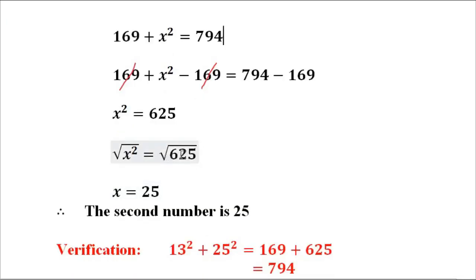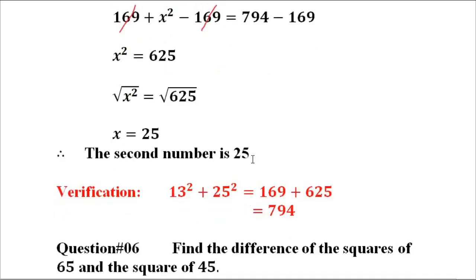625 is a perfect square number, and its square root is 25. We have calculated the value of the variable x, which means we have found the second number, 25. Therefore, the second required number is 25. We can also verify our result. The square of the first number 13 is 169, and the square of the second number 25 is 625. The sum of their squares is 794, which satisfies the statement of the question.